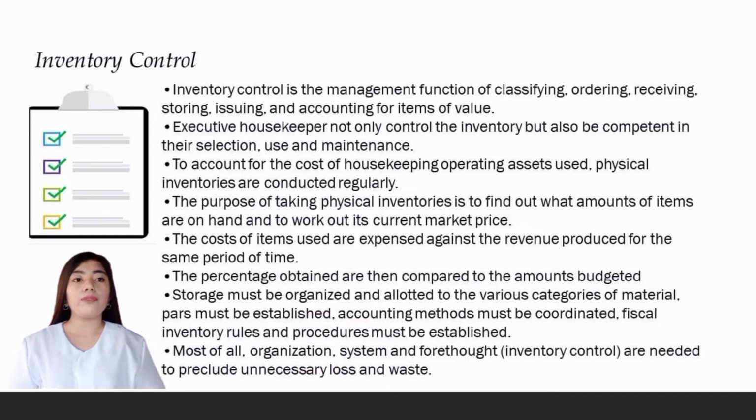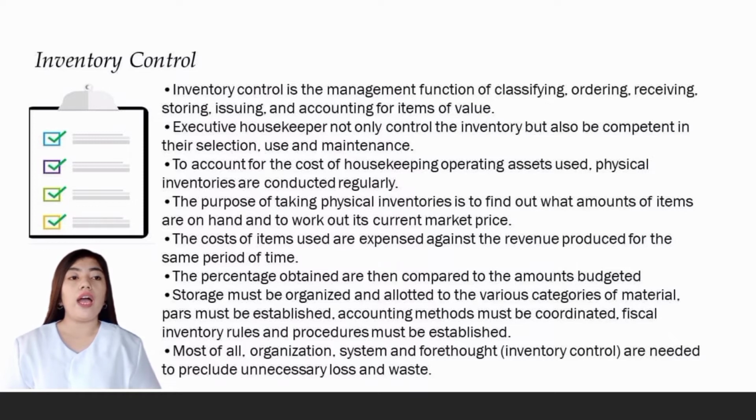The cost of items used is expensed against the revenue produced for the same period of time. The percentages obtained are then compared to the amounts budgeted. Storage must be organized and allotted to the various categories of material, parts must be established, accounting methods must be coordinated, fiscal inventory rules and procedures must be established. Most of all, an organized system and forethought for inventory control are needed to preclude unnecessary loss and waste.